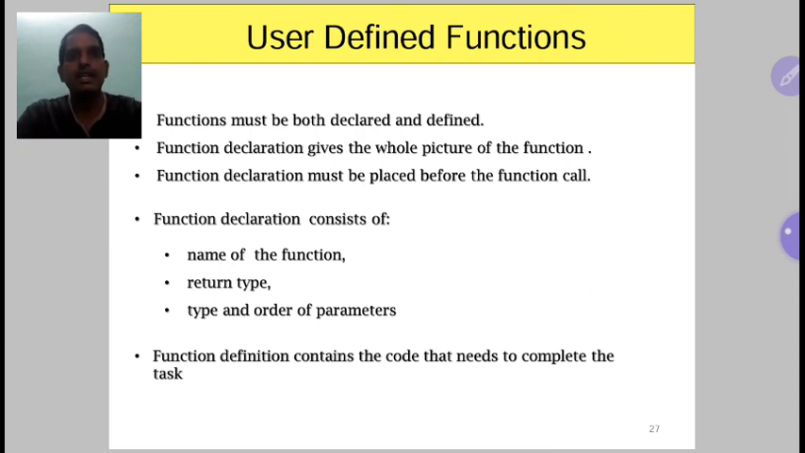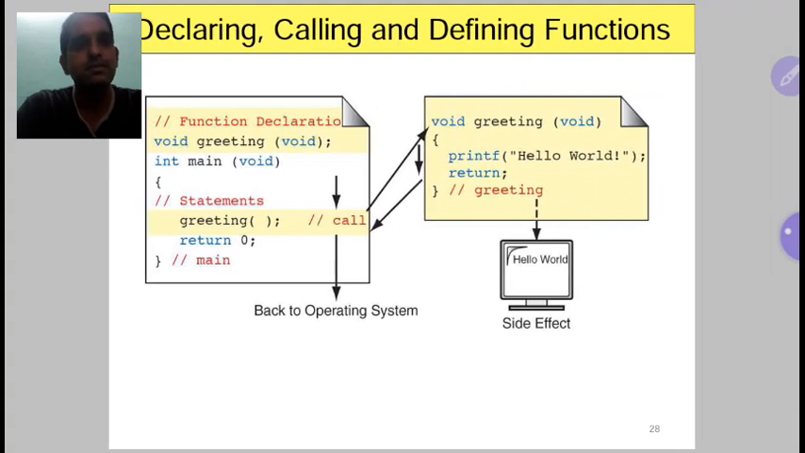Next, the function declaration part will usually be present before your main, that is, usually before the function call. The function declaration will contain those three parts. The function definition will contain the code that needs to complete the task.